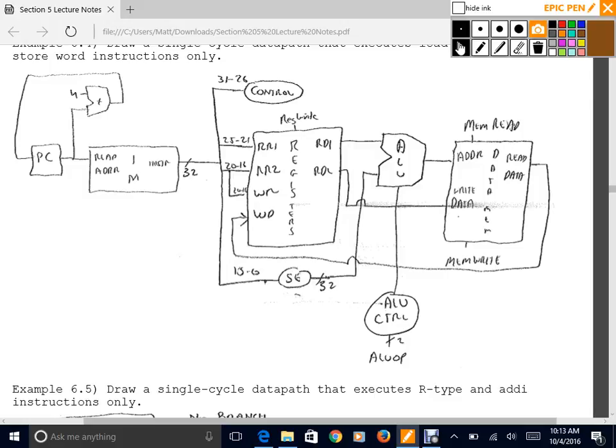So then we have our 32-bit value. This is 15 to 0. So we have our 32-bit value that is going to come up here. And so we draw this arithmetic logic unit, which we need because it's both an R-type and an I-type instruction. Make that a little cleaner.